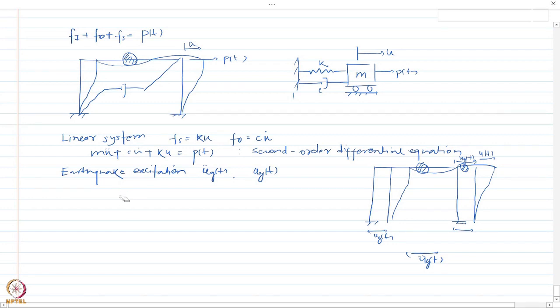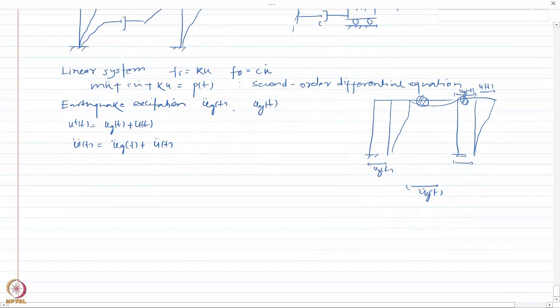So the total displacement of the structure can be written as ground displacement plus the relative displacement of the structure, or the single degree of freedom representation of the structure. The same would be the relationship if you double differentiate it, you would again get ug double dot of t and then u double dot of t. So this is the representation. Now similarly, if we consider the free body diagram of this, remember that there is only Fi, Fd and Fs here. There is no external force as such at the top of the structure, P of t.